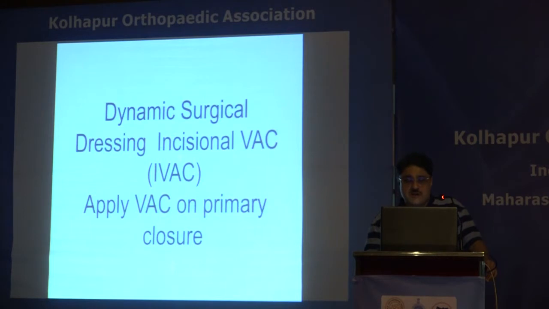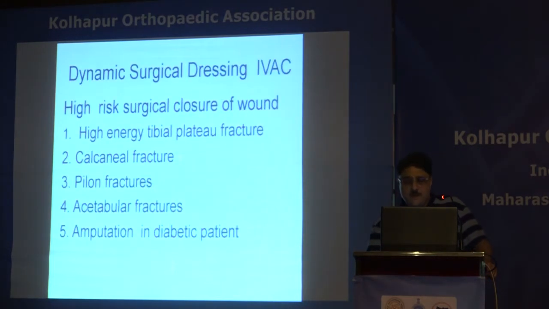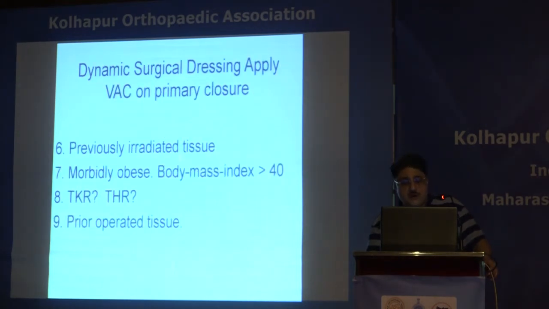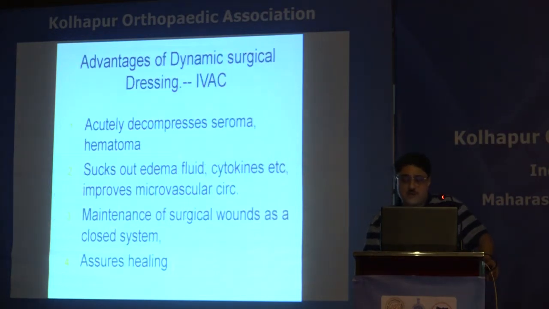So dynamic surgical dressing is iVAC. It is now coming with the VAC with primary closure. High-risk surgical wounds include tibial plateau, calcaneus, pilon, previously irradiated tissues, morbid obesity, THR, TKR, and previously operated tissues. The advantage of dynamic surgical VAC is that it acutely decompresses the edema and hematoma, sucks out the edema, and maintains the surgical wound as closed and assures healing.